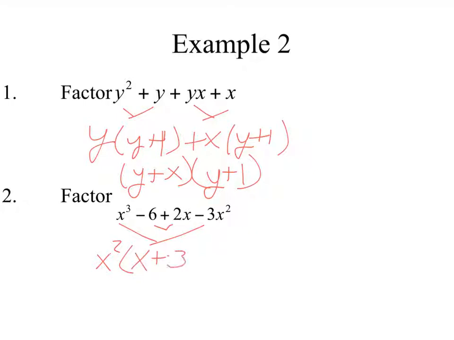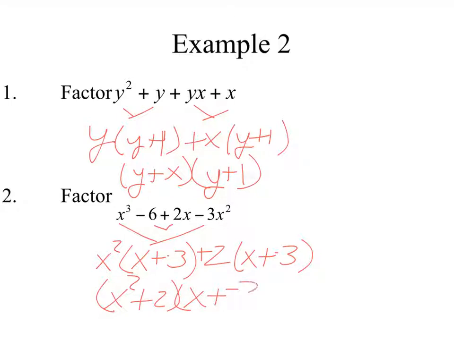x plus -3. Between my two middle terms, they have a 2 in common, leaving me with x plus -3. X squared plus 2 and x plus -3 becomes my answer.